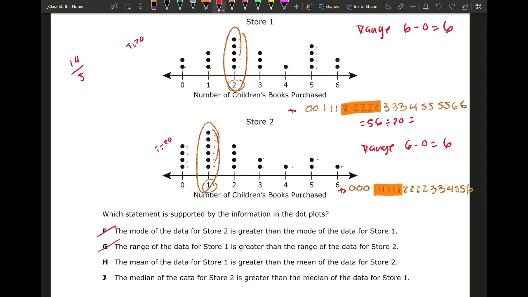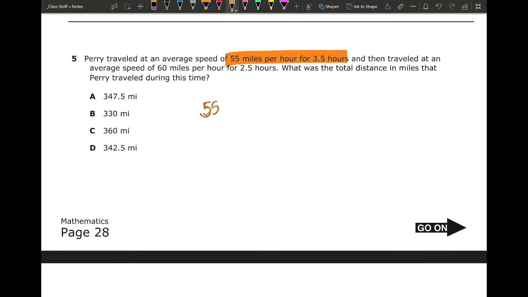This is going to be, how many times does 5 go into 14? That's going to be 2, 14 divided by 5. This is going to be, hold on, times 3.5. When you multiply that 55 times 3.5, you get 192 miles and a half. That's for the first part, like before the pit stop or whatever.